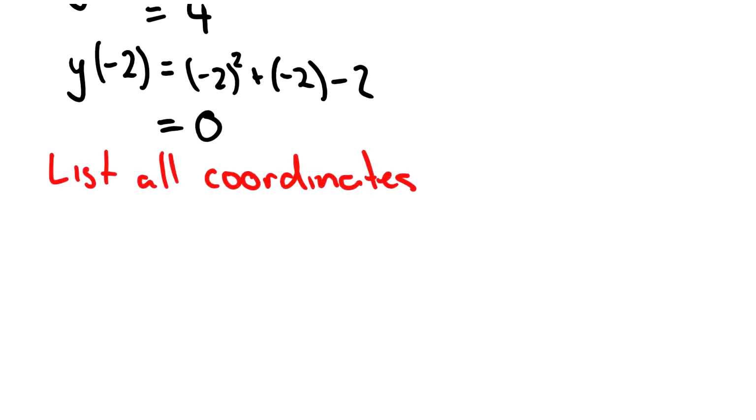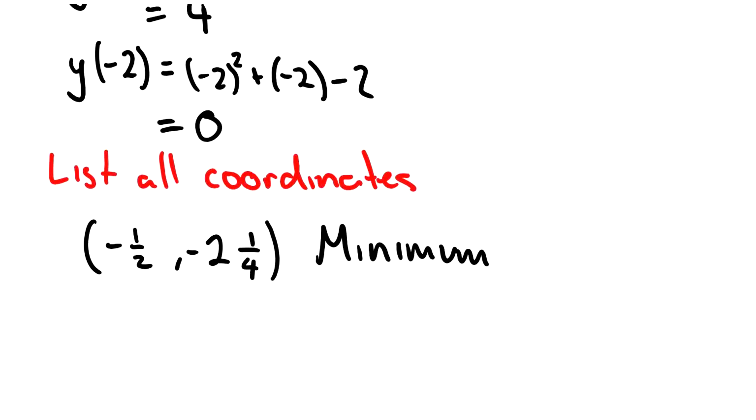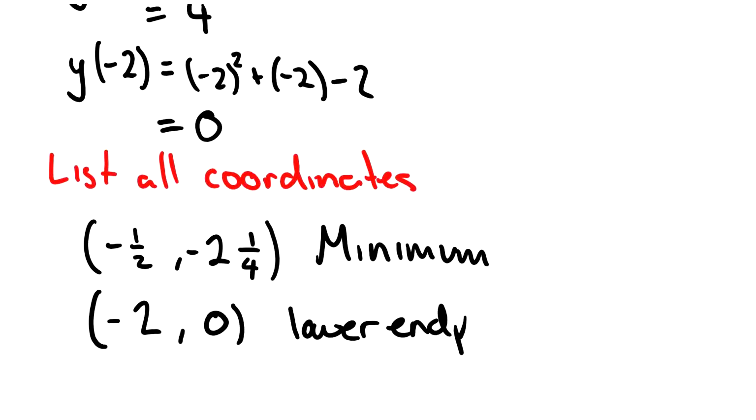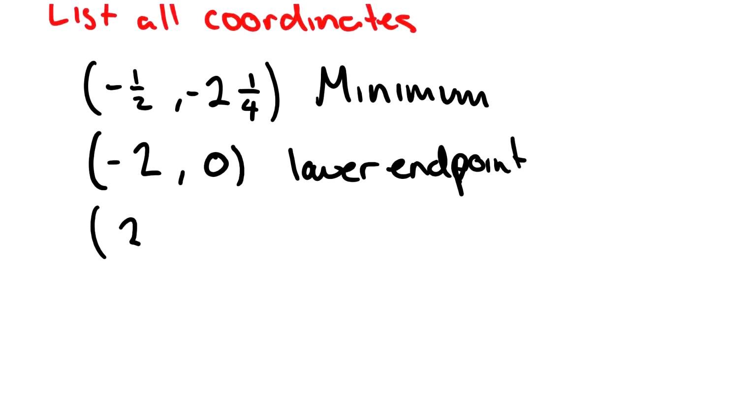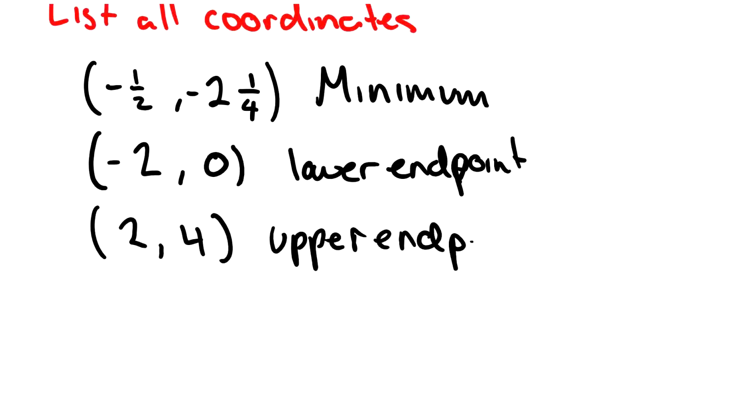So we know we have a point here at negative a half and then negative 9/4. That's after we found the y value. This was what we call our minimum. Then we had our lower boundary or our lower endpoint, which was -2, 0. So lower endpoint. And then we had our upper endpoint at 2, 4. So we have 3 coordinates there.